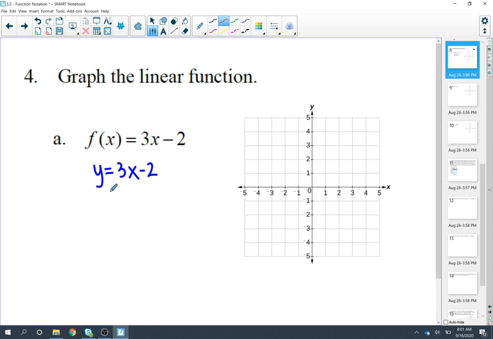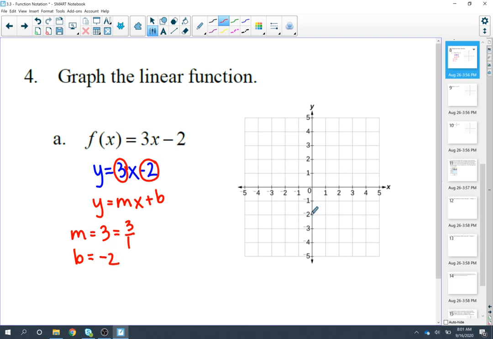Now, when we're looking at this, it's just y equals mx plus b. So from this equation, I should be able to pull off m, which is my slope, and b, which is my y-intercept. So m is right here, which is 3. And then the other way I could write that is 3 over 1, because remember, we're going to want to do rise over run. And then b is my y-intercept, negative 2.